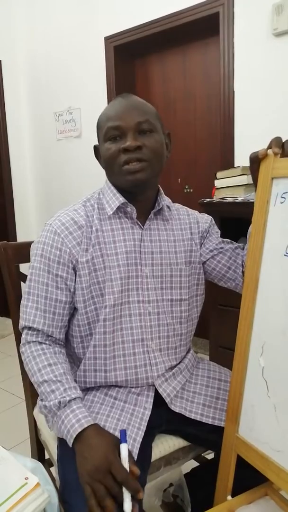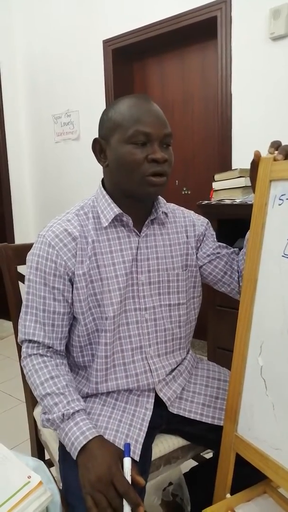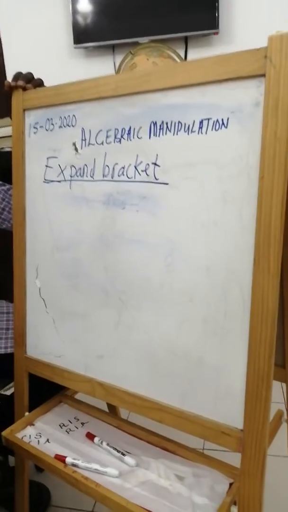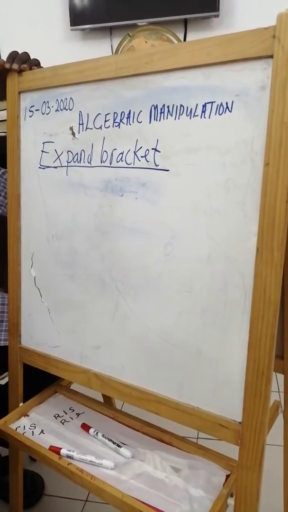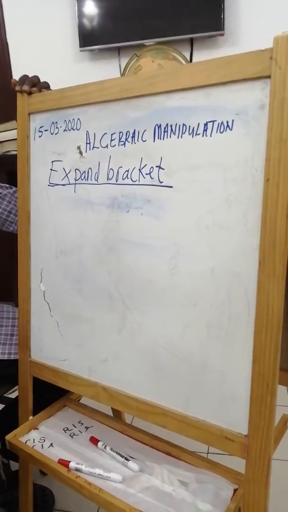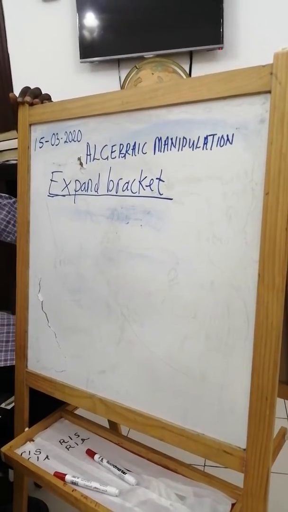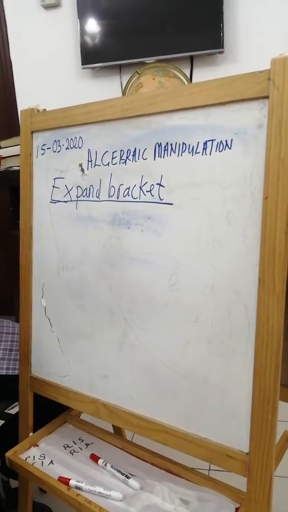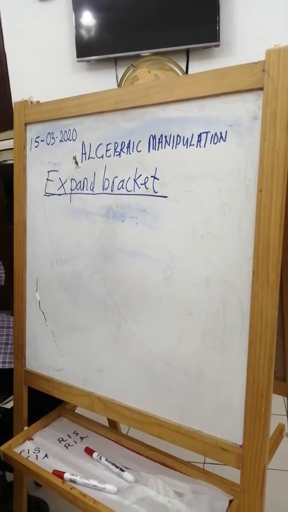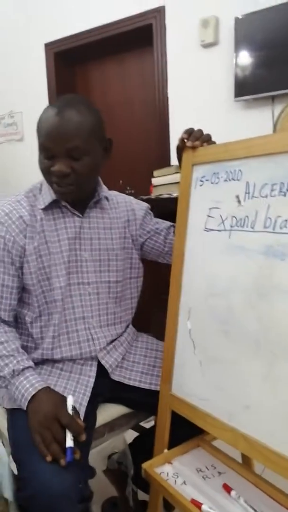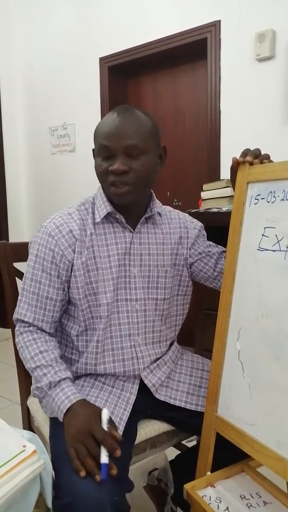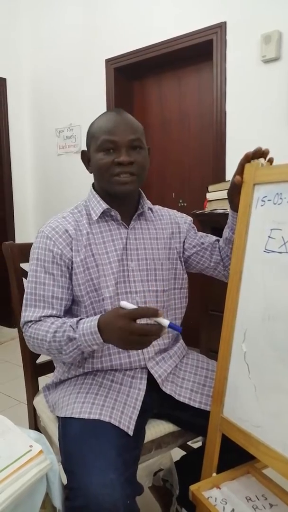And today we'll deal with the topic algebraic manipulations and how to expand brackets. It's very easy. So I will be taking you through page 104, exercise 11.1. We have questions 1 to 4 in this exercise, and you are supposed to solve A to D in each of them. I'll give you an example.